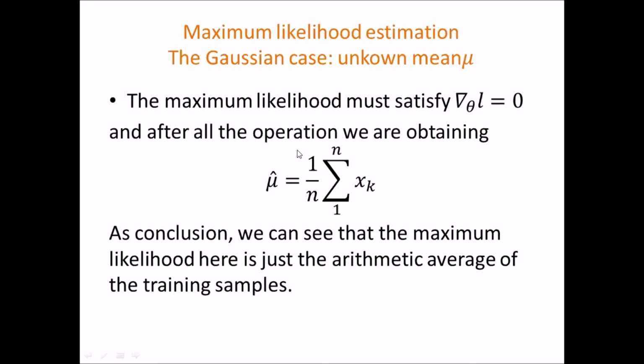As we can see, the estimate of the mean is just equal to 1 over n, where n is the number of samples, times the sum of all of them from 1 to n.